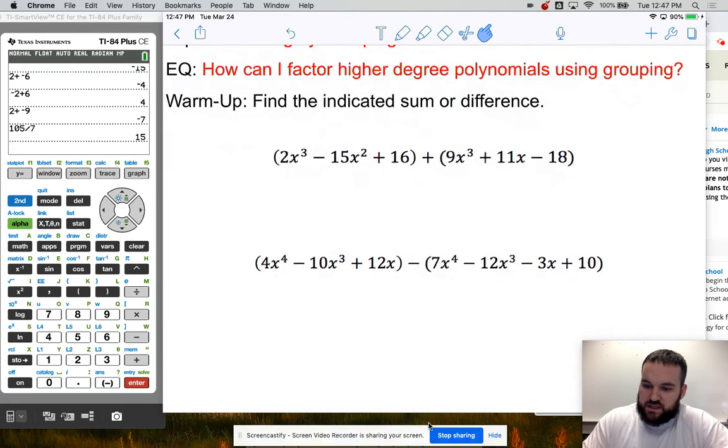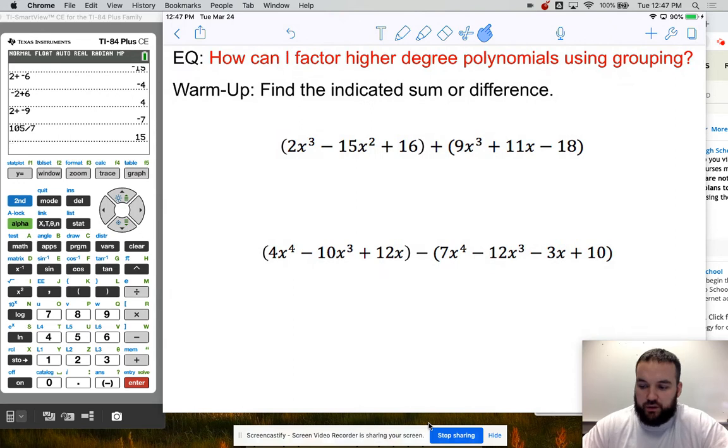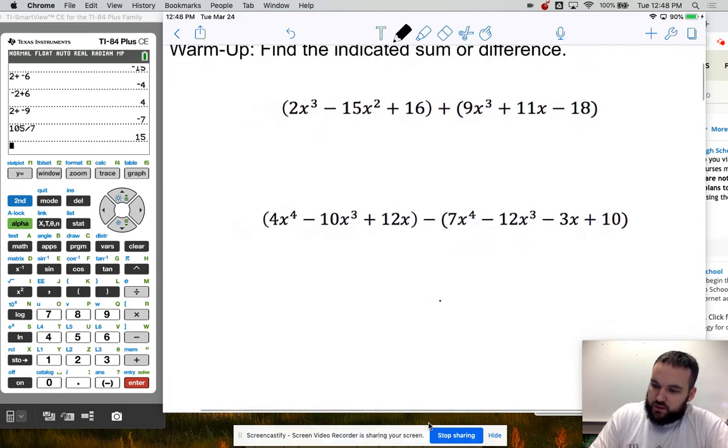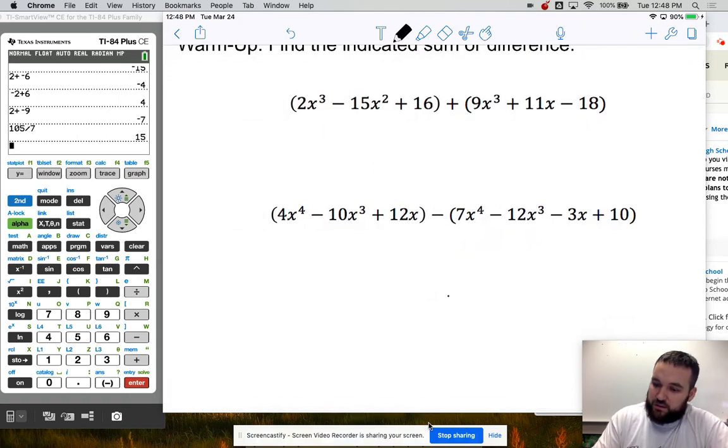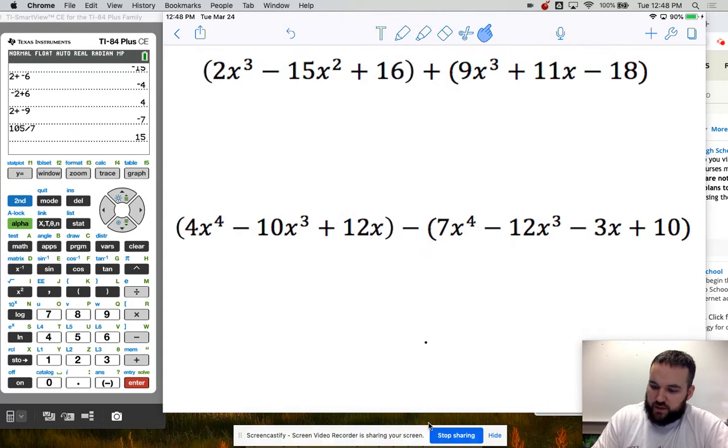So our EQ is: how can I factor higher degree polynomials using grouping? And remember, degree just means power, essentially. Everything we did has been power 2, like x squared, and today we're going to go a little bit higher. To get started, this has nothing to do with factoring. This is just reminding ourselves from earlier in the chapter what it means to add polynomials together.